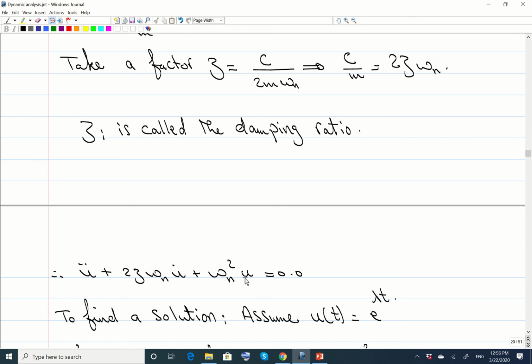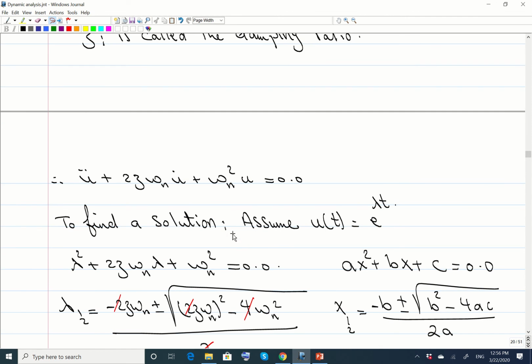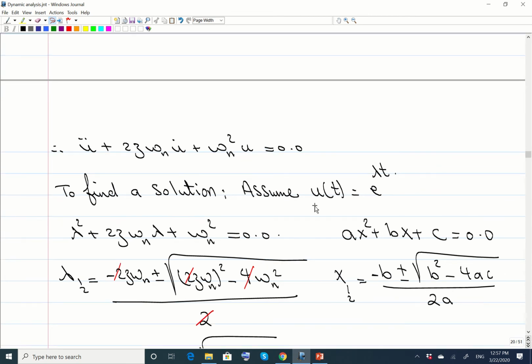We need to find the solution here. How much is u, the displacement, as a function of time? Again, as we did for the free undamped equation of motion, we assume that u of t is equal to e to the lambda t. So u double dot, the second derivative, will be lambda squared multiplied by e to the lambda t, plus 2 zeta omega n u dot, whose derivative will be lambda e to the lambda t, plus omega n squared u, which is e to the lambda t, equals 0. I'm just going to divide the entire equation by e to the lambda t.